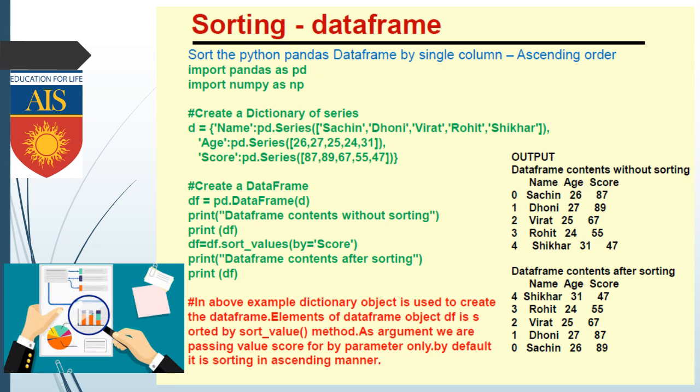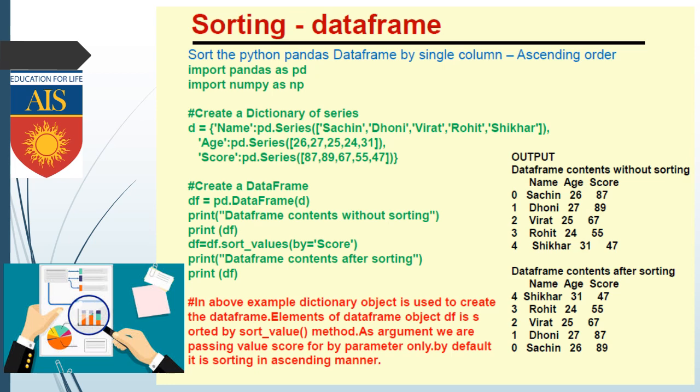Import pandas as pd, import numpy as np, create a dictionary of series. This particular line helps to create a dictionary of series. So d equals name, then pd.Series with the information, then the next field, and then again the information, and we continue like that. Next, we need to create a data frame. So we give df, the short form of data frame, equals pd.DataFrame(d), where d is the name of the variable. Print the data frame contents without sorting: print df, the data frame will print.